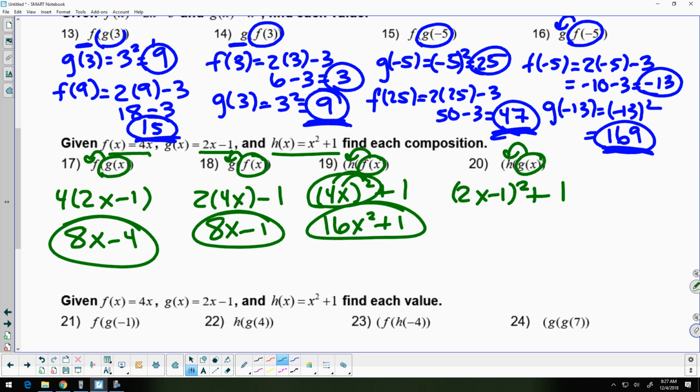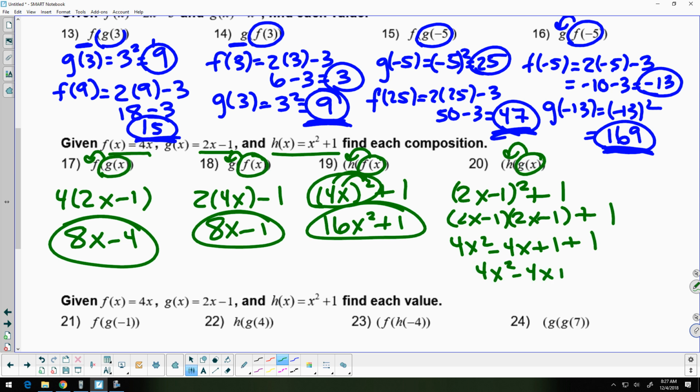When you have a binomial squared like 2x minus 1, you have to FOIL this with another 2x minus 1. You have to expand it out and actually multiply these two together. So if you multiply 2x minus 1 times itself, you get 4x squared, then minus 2x minus 2x, so minus 4x, plus 1. So we get 4x squared minus 4x plus 1 is our final answer.